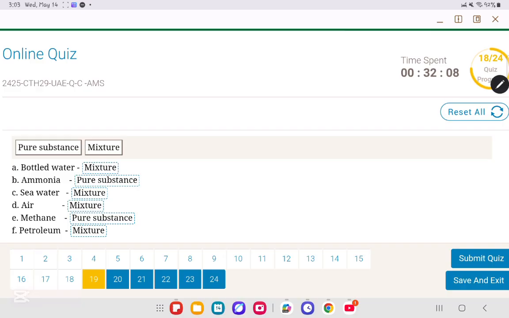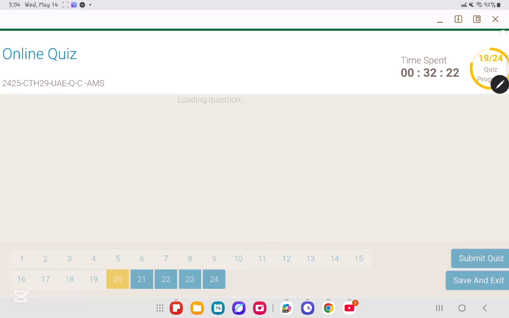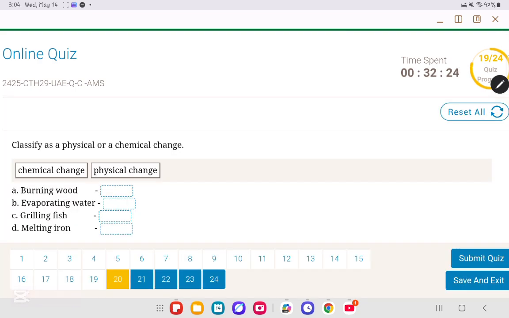How do we know? If you remember what we took last term, you would separate petroleum using the difference in boiling points using fractional distillation. So that means it's a mixture if it can be separated. Move on to question number 20.